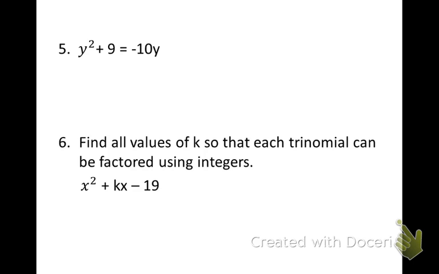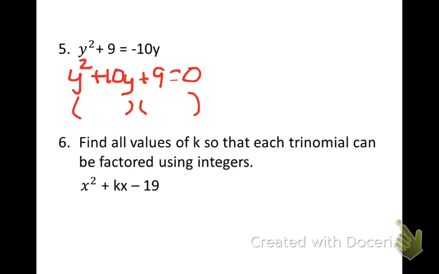Putting it equal to 0, we need to add 10y to each side. And I'm going to put it in descending order, so I want the 10y here. Factors of y squared would be y and y. Factors of 9, this time they do need to be both positive to get me a positive, and since my middle term is positive, and they have to add together to give me 10, so I need a 9 and a 1. So plus plus. So y would equal negative 9 or negative 1.